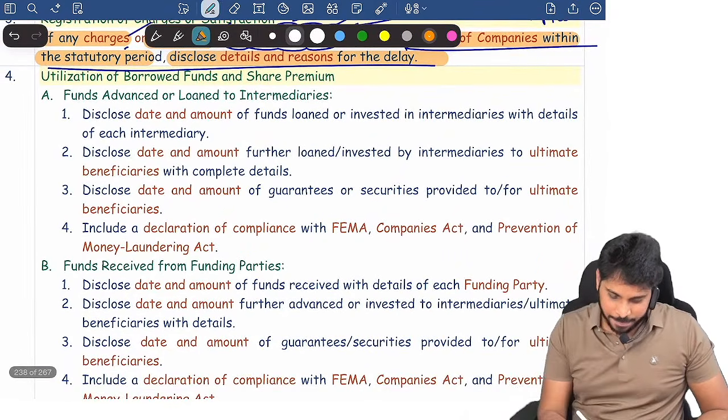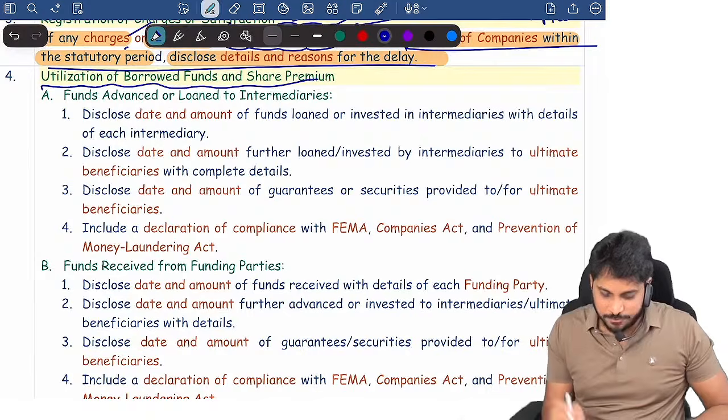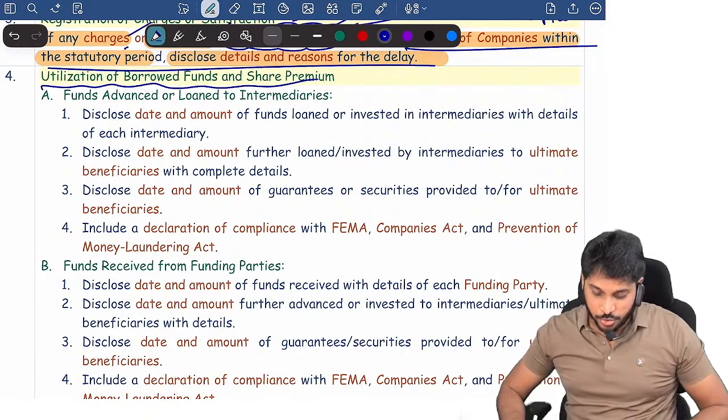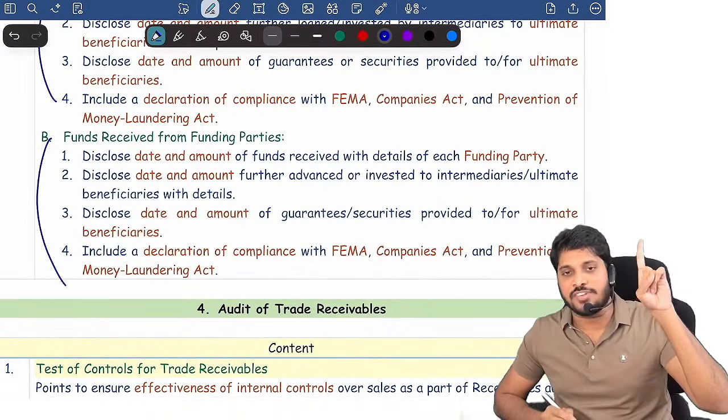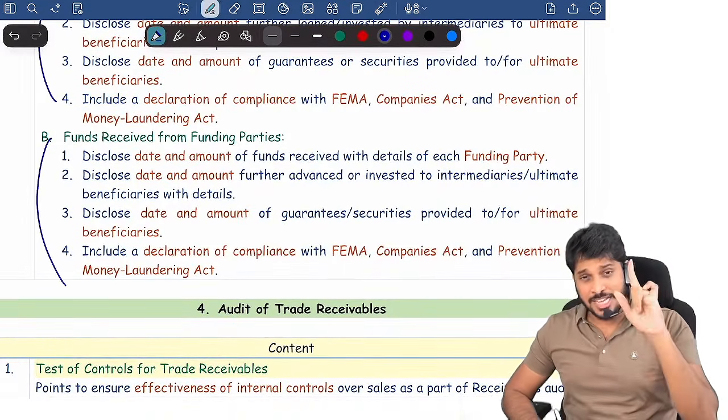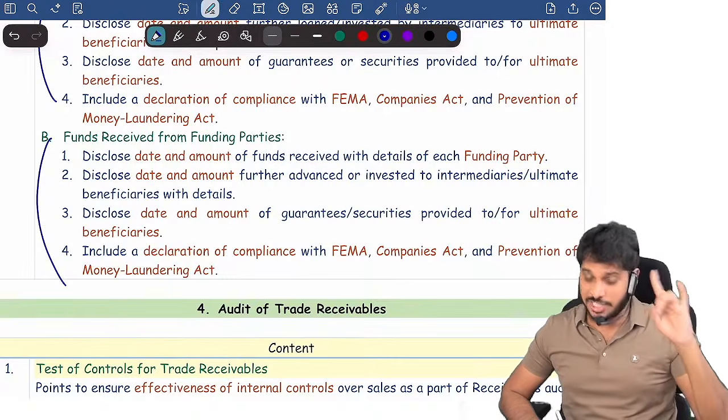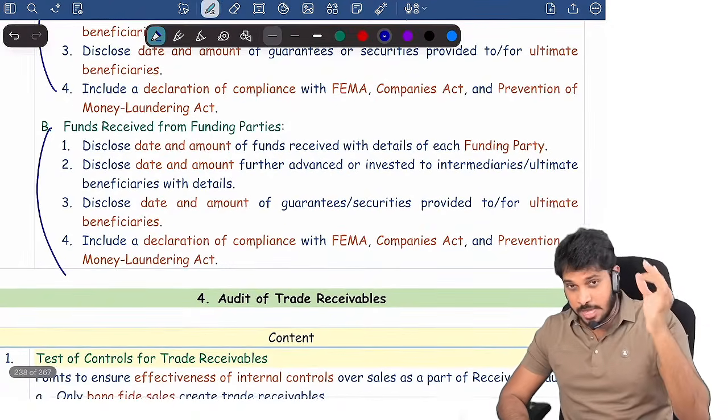Then again, utilization of borrowed funds. This is exactly a repetition of what we have seen in share capital. So I'm not repeating it again, the same point is here.